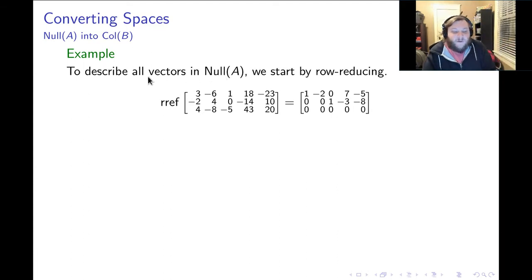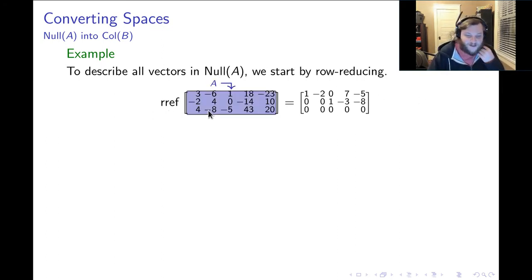So let's say we were trying to describe all vectors that lived in the null space of a matrix. Well, the defining equation of the null space is all vectors that we can multiply A by to produce the zero vector. So what we would do to describe the vectors in the null space is we would row reduce our matrix. So here I have a 3 by 5 matrix A, and I've row reduced this matrix. And note here I have 2 pivots and 3 non-pivot columns.